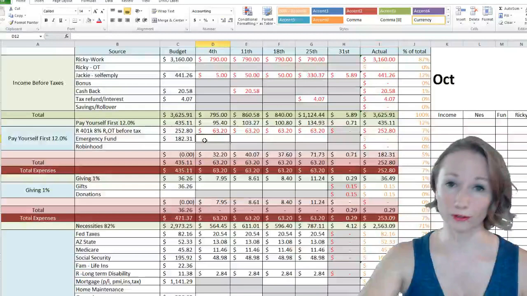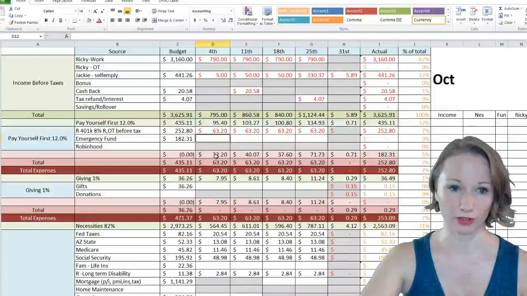Now the other, roughly the other 4% of that 12% is going into the emergency fund. So you can see here, I have this formula for me.